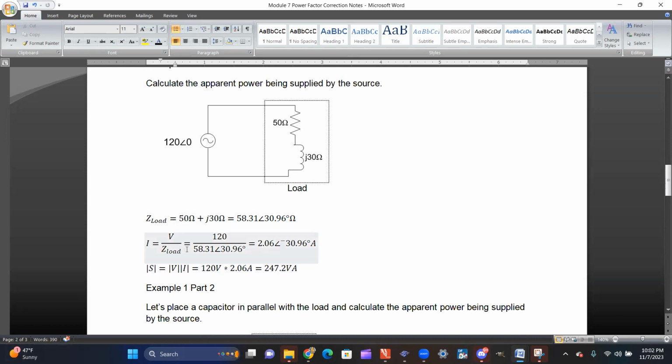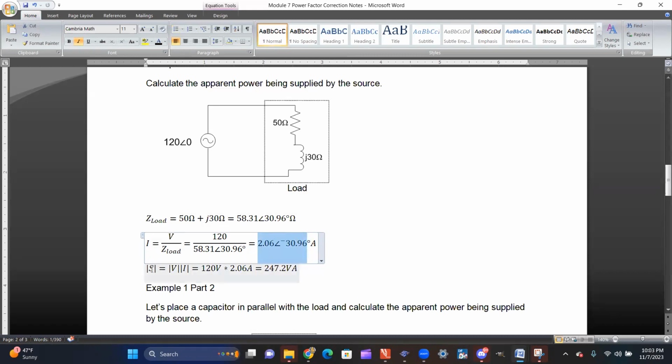All right, so if we calculate the total current, you get V over the load, which equals 2.06 amps at an angle of negative 30.96. So if you just do a spot check to see whether or not you did it right, well, this is an inductive load. So we're expecting the current to lag the voltage. Right now the voltage is at 0 degrees, and the current that we calculate is at negative 30. So this is doing exactly what we expect it to do.